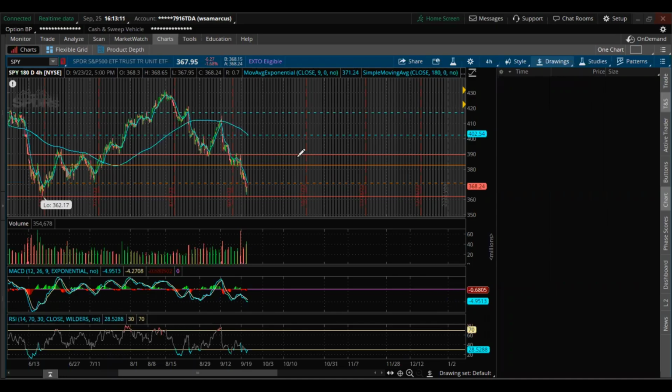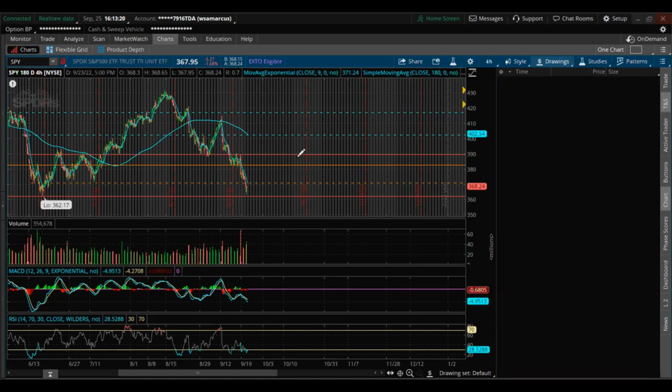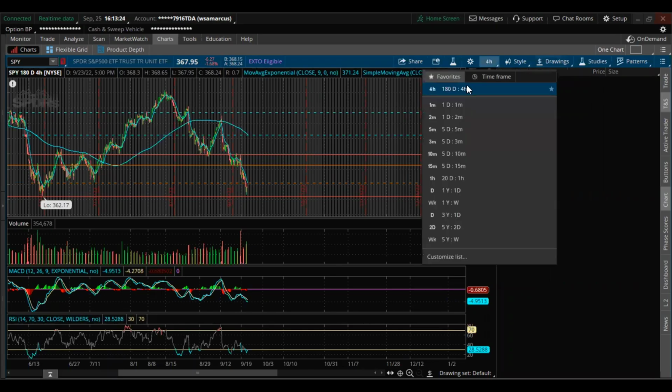First thing, when it comes to starting off your swing trading process, you want to look at the correct time frame. The larger time frames are going to be more beneficial, especially if you're swing trading. We're looking at the SPY. Typically, I start off on the 180-day 4 hour. You could go to the 1 year, or you could even go as far as the 5 year. But you always want to make sure you're looking at a larger time frame to analyze that overall chart.